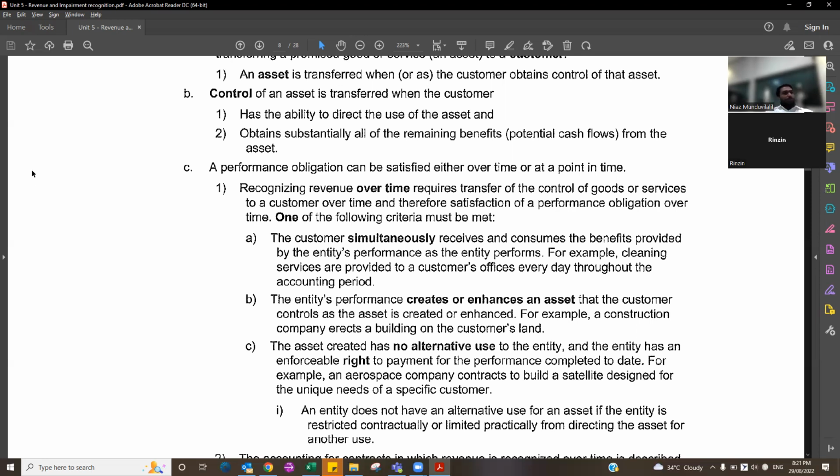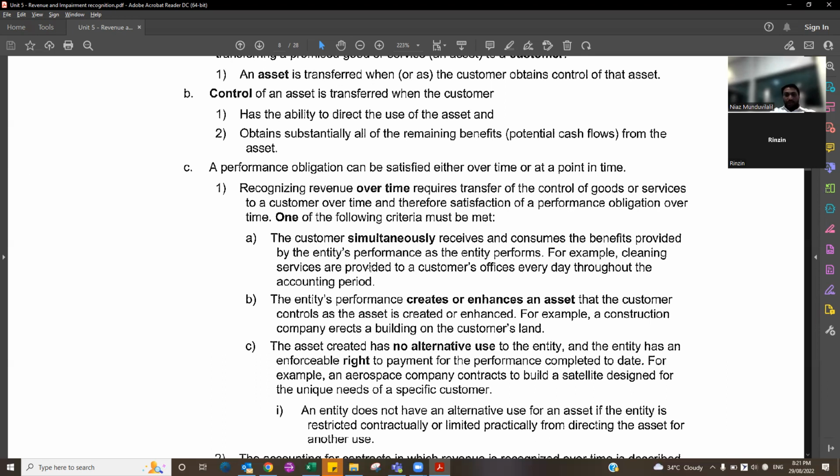Got it? So, recognizing revenue over time: transfer of control of goods or services to a customer happens over time, and therefore satisfaction of a performance obligation is over time. One of the following criteria must be met. One is the customer simultaneously receives and consumes the benefit provided by the entity's performance as the entity performs. Clear? Got it?